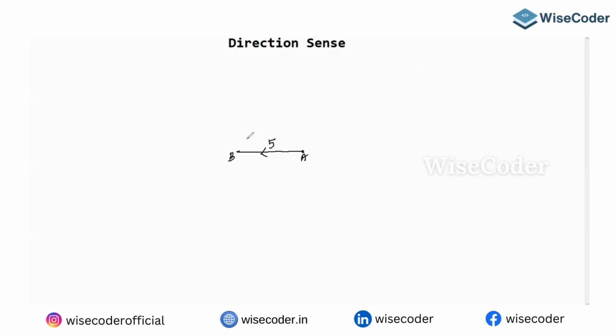Then he turned left and moved a distance of 3 kilometers. Left means this side, yes or no? South side, 3 kilometers. Let's say this is point C. So this is 3 kilometers.